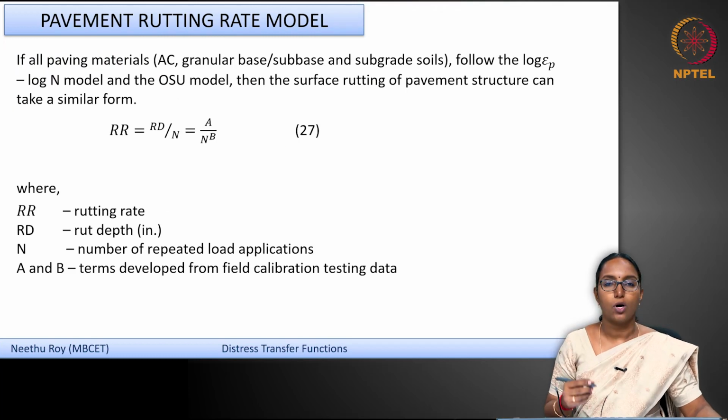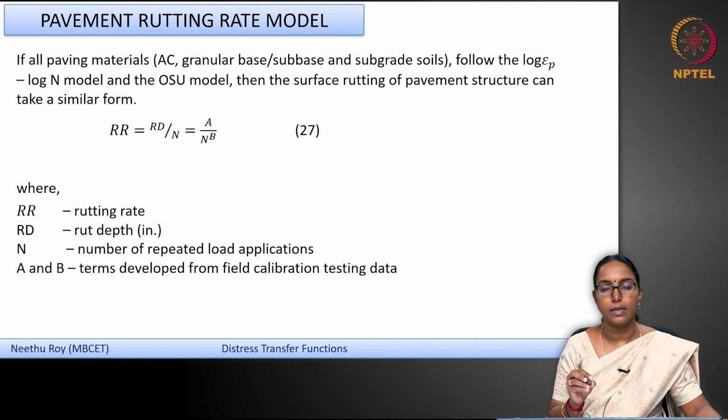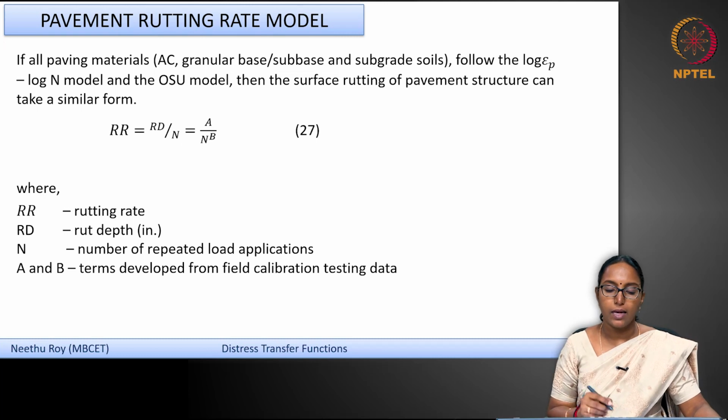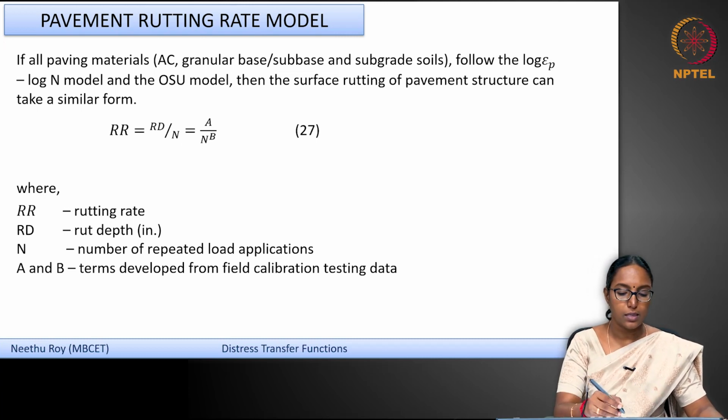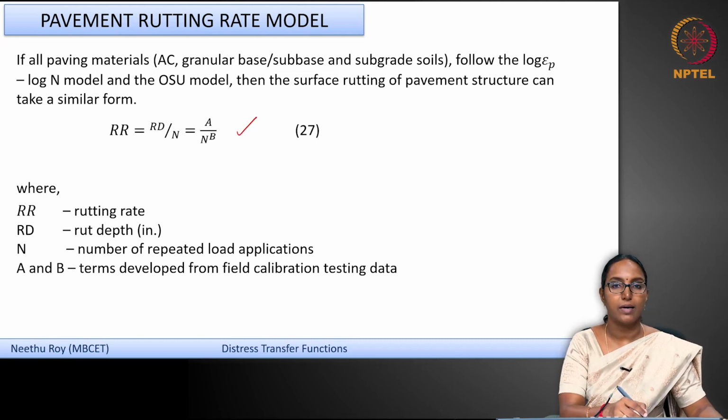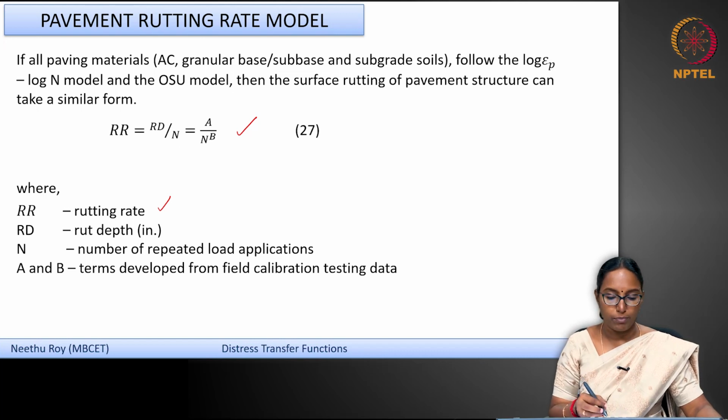Okay, so all the different pavement layers can follow the relation between epsilon p and N model that we have just discussed. Then the surface rutting of the pavement can also follow a similar trend if we have data that correlates the number of repetitions of loading and the rutting that is observed in the field. Okay. So, these models have been developed in terms of the rutting rate or rut depth by the number of load applications, developed from the field data.